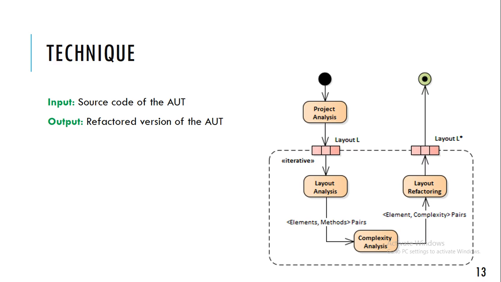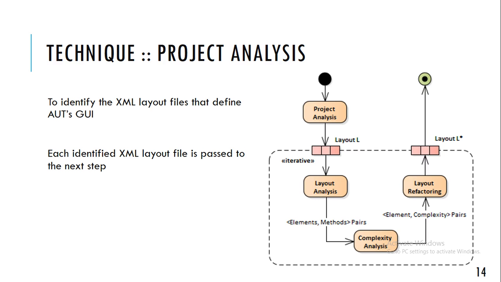Here the overall process of our technique is shown. The input is the source code of the AUT, or application under test, and the output is the refactored version of the app. The first step is project analysis, in which the source code of the app is analyzed to identify the XML layout files that define the GUI. Then each identified layout file is passed to the next step to be refactored.